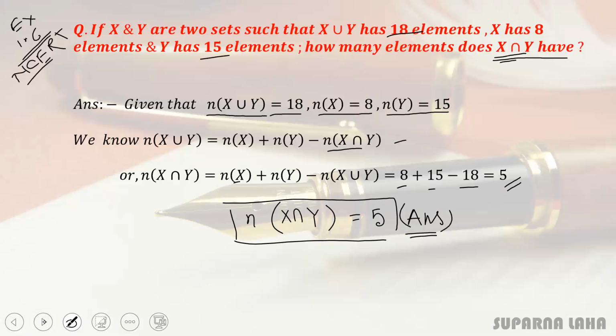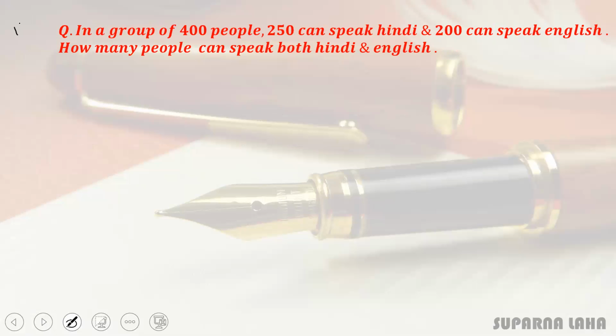So moving to this next problem. This is also from exercise 1.6 from your NCERT book. So the question is, in a group of 400 people, 250 can speak Hindi, 200 can speak English. How many people can speak both Hindi and English? Both means intersection, right? So that means those people belong to the Hindi part also and the English part also.